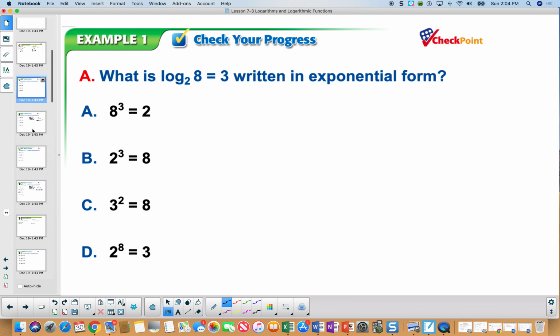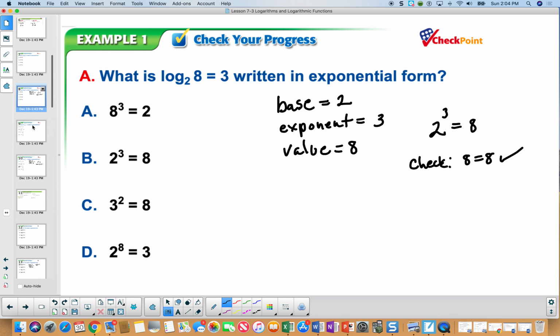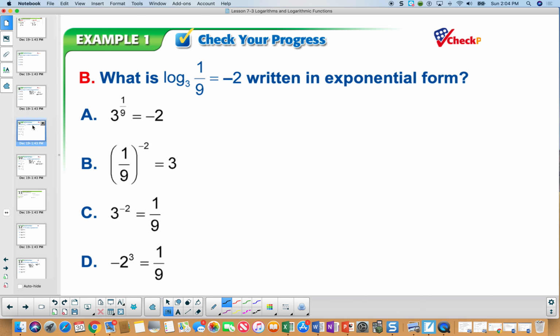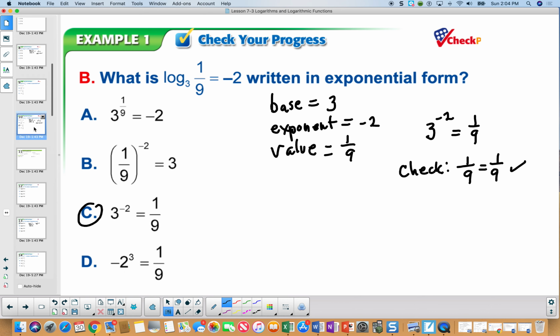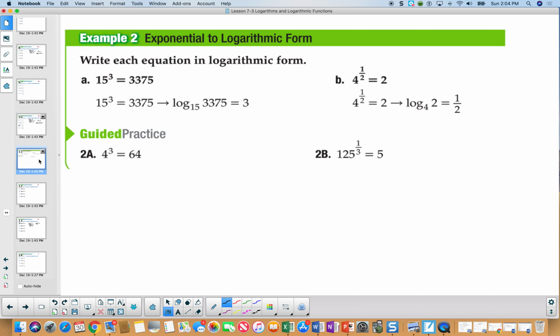Your turn. And here's the answer. Your turn. And here's the answer. Let's try going from exponential to log form.